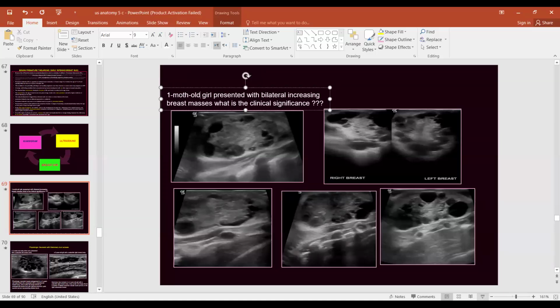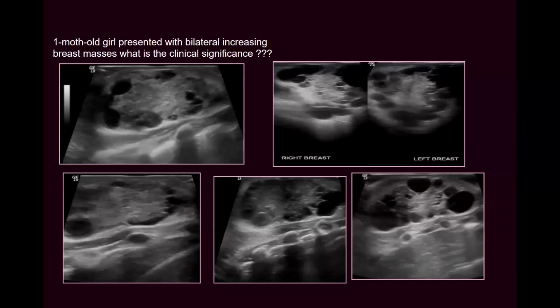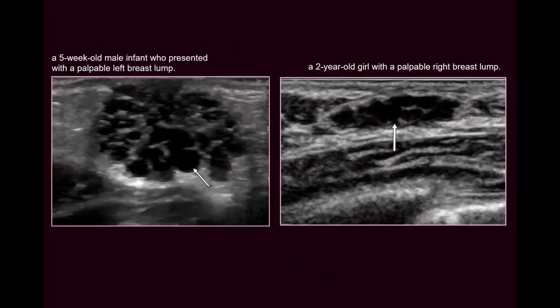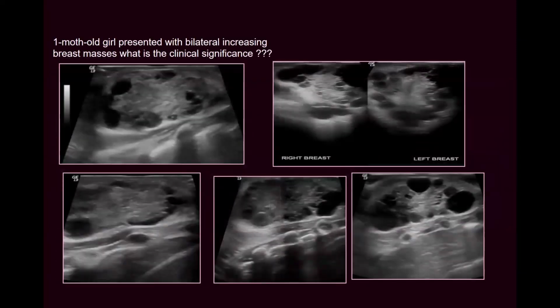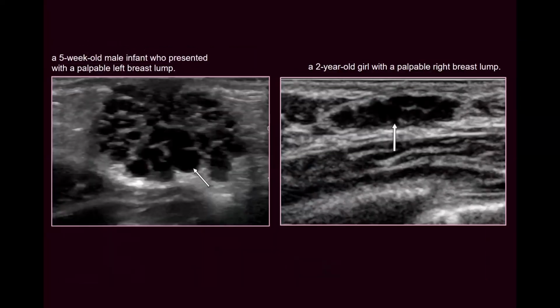Okay, 1 month old girl presented with bilateral increasing breast masses. What is going on? Neonate. 5-week-old male infant presented with palpable left breast lump. 2-year-old girl with palpable right breast lump. Okay, similar cases. What is going on? Nobody, no comment? Did you hear about neonatal gynecomastia?